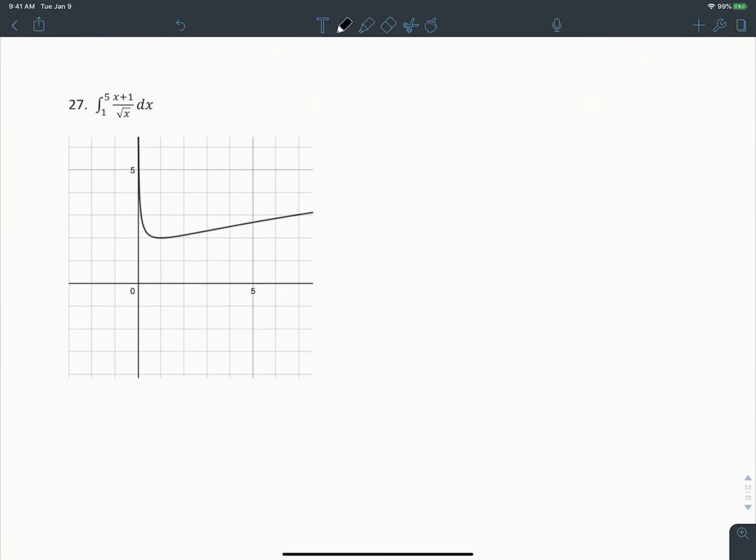Number 27. Our limits are from 1 to 5. So 1 less than or equal to x less than or equal to 5. So x is 1 here vertically. X is 5. And we're going to integrate here under this curve between these lines. And what you'll notice here is that the curve is above the x-axis, so this area is going to be positive.